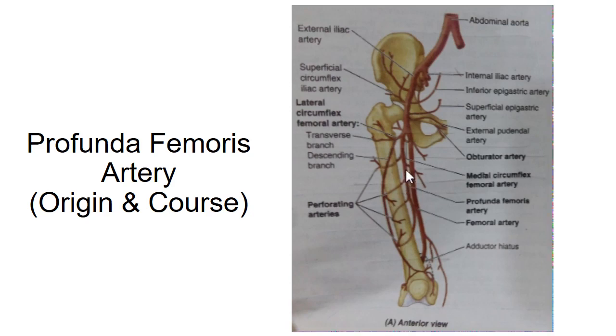It continues downwards by passing between adductor longus and adductor brevis muscle first, and then between adductor longus and adductor magnus muscle. Its terminal part pierces adductor magnus muscle and anastomoses with the upper muscular branches of popliteal artery. Popliteal artery, which is the continuation of femoral artery in the popliteal fossa. That's all about the course of profunda femoris artery. Now let's talk about branches of profunda femoris artery.